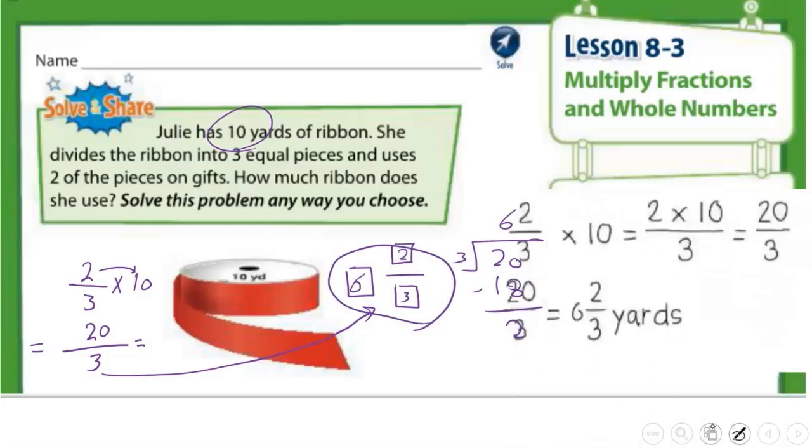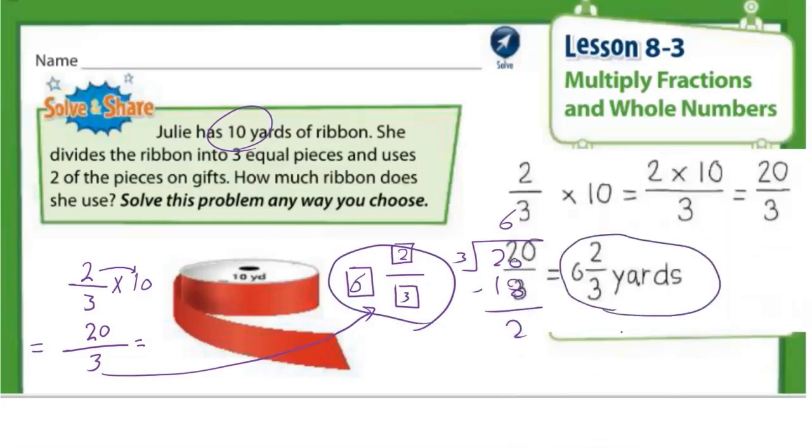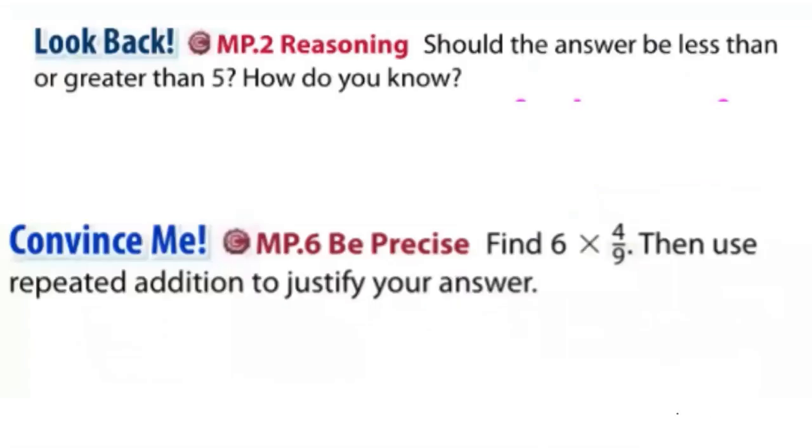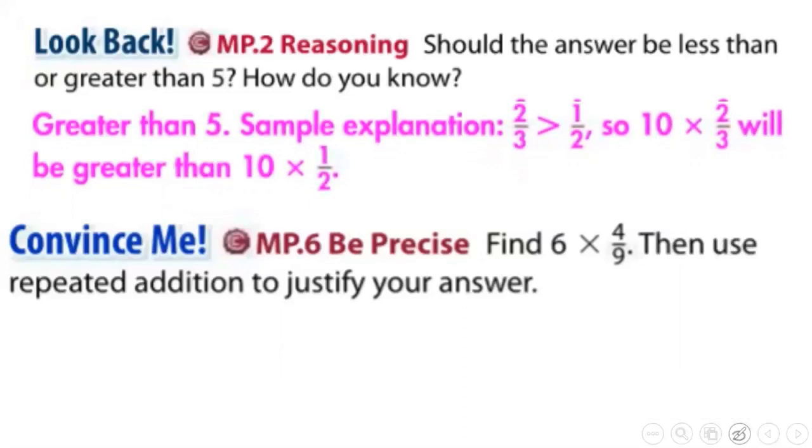Let's check. Yes, she used 6 and 2 over 3 as the total amount. Move to look back. Should the answer be less than or greater than 5? And how do you know? He means the problem above. Let's see what he means. Greater than 5. The simple explanation: 2 over 3 is more than half. So when we multiply 10 by 2 over 3 as we did in the previous question, it will be greater than 10 multiplied by half.